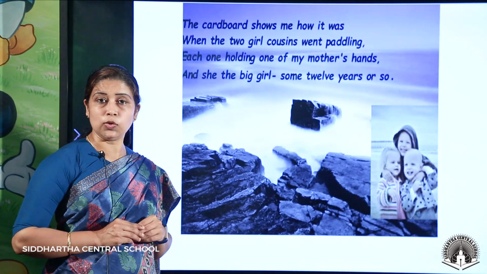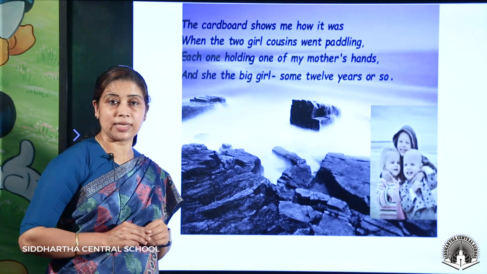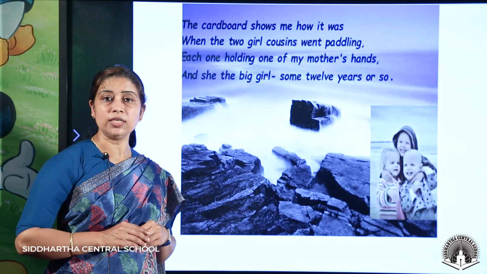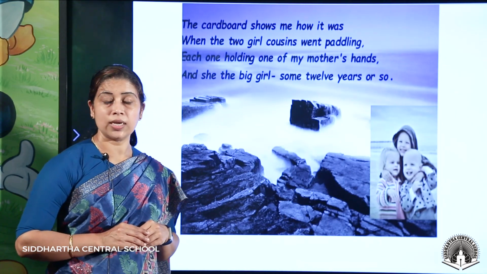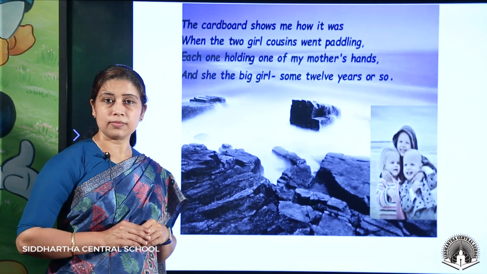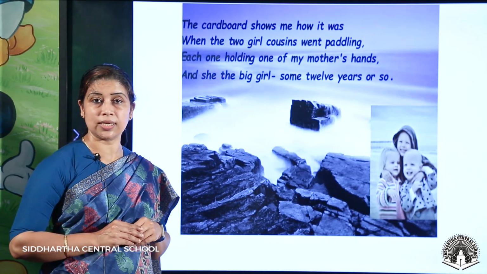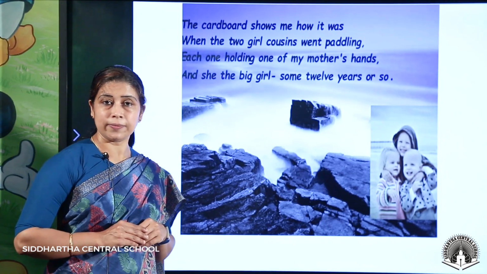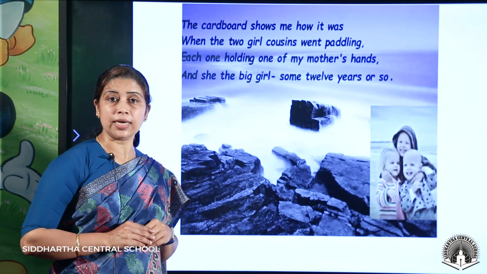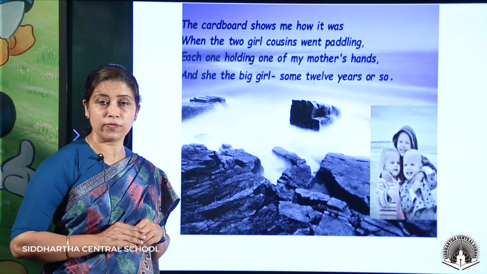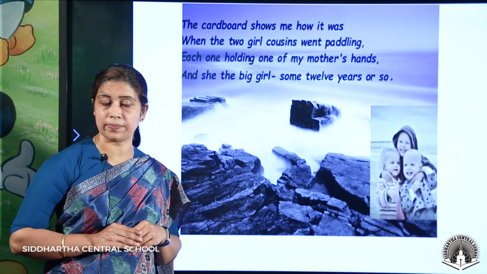So the next one is the assignment for you. The first question: what does the word cardboard denote? Second question: how old was the poet's mother when the photo was taken? Third question: how does the poet compare the momentary existence of human beings with the unchangeable sea?